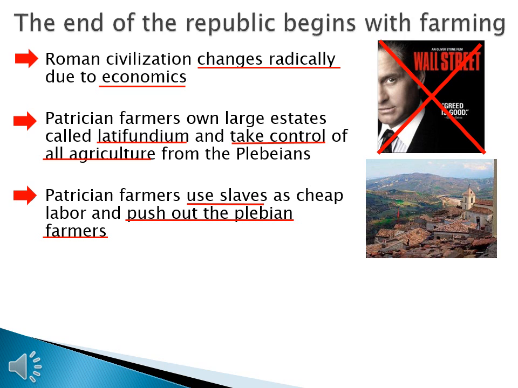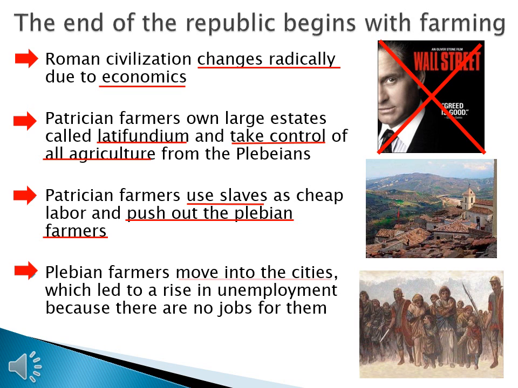So now we have a bunch of plebeians with no place to live and no job. They've got to go somewhere, and they do. Plebeian farmers move into the cities, which led to a rise in unemployment because there are no jobs for them. Rome has a problem. There is a growing population of desperate, homeless, poor plebeians. Something's got to change. Go to the next slide.